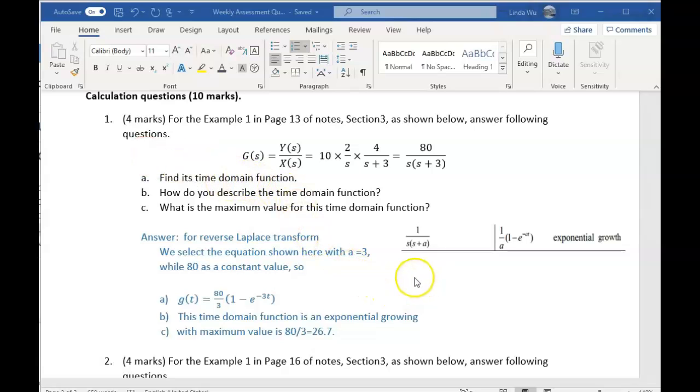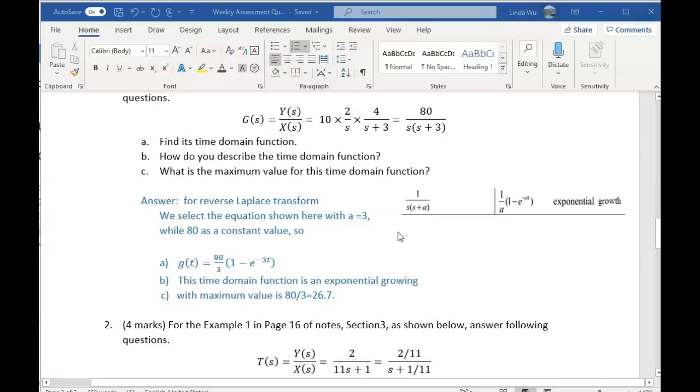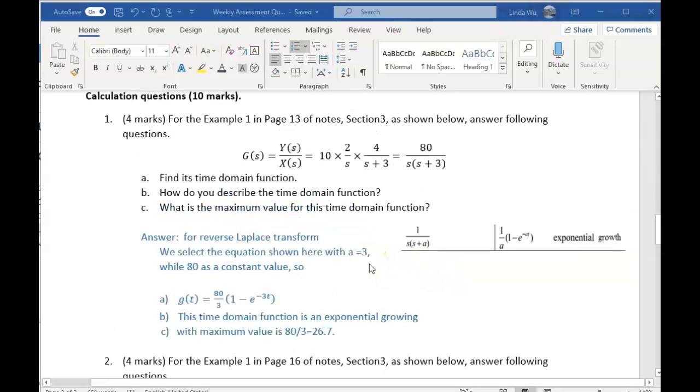These two questions are all about the reverse Laplace transform. Once we have the S-domain expressions, we want to get the time domain expression, and then also ask for what's the maximum value of that expression in the time domain. So first, let's look at the first question.